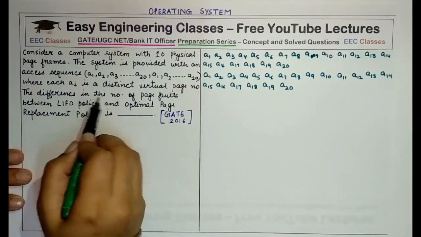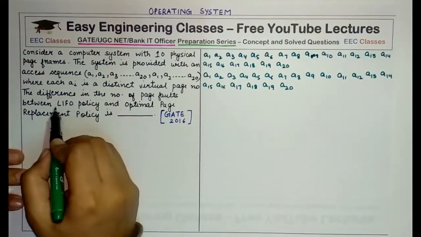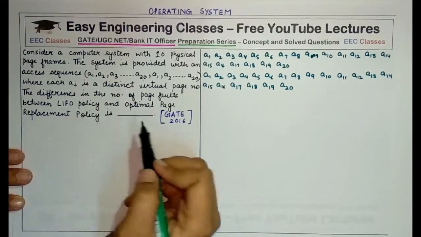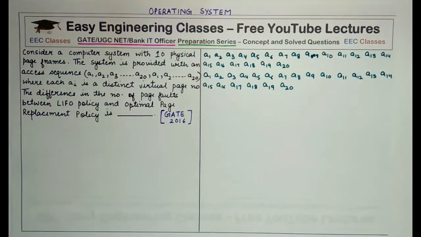The difference in the number of page faults between the LIFO policy, that is last in first out, and the optimal page replacement policy is asked. So this is what you have to find out in this question: if we use last in first out policy and optimal page replacement policy, how different pages would be replaced in what manner, and what would be the difference in the page faults that would occur.